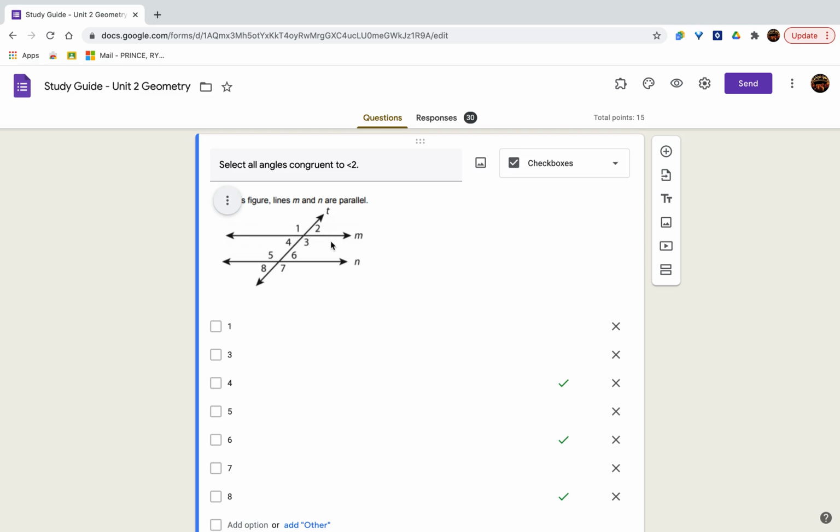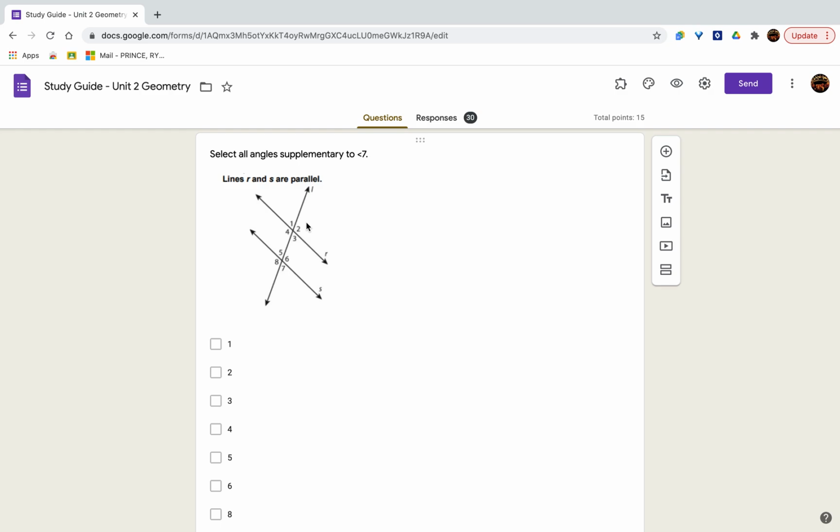The other way that you can do these, if you pay attention, is that 2 is an acute angle. All the other acute angles are going to be congruent to 2. The obtuse angles would be supplementary to 2, which means they add up to 180.